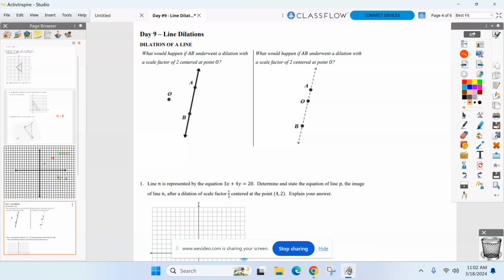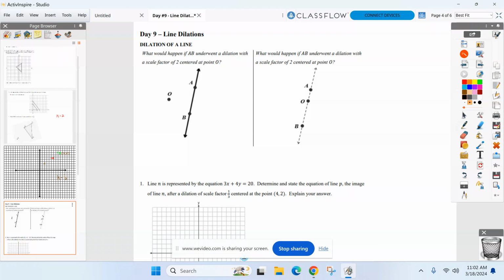Don't tell me bigger. I've just done nothing the last two classes. You tell me it's going to get bigger. What's going to happen to point A? Scale factor of 2. Where's it going to go? Further from O. Ballpark right now on your paper, in your notes, ballpark where you think A prime is going to be and plot it. Doesn't have to be exact.